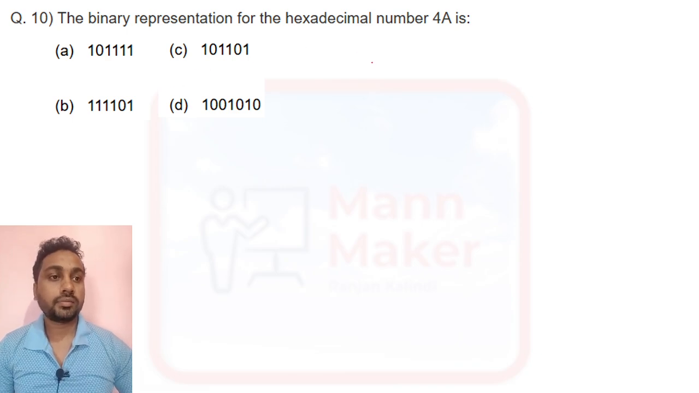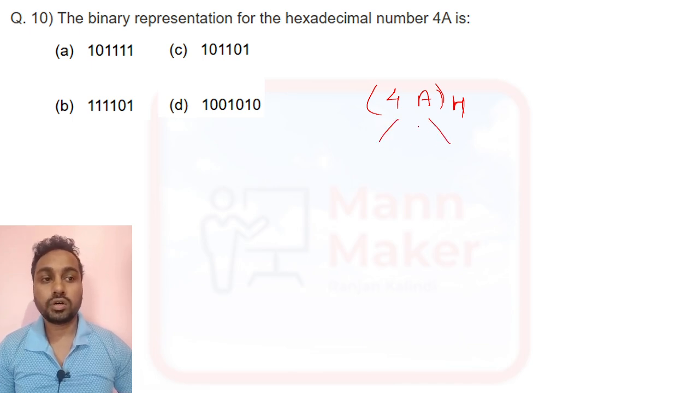Binary representation of the hexadecimal: we have 4A as a hexadecimal. Now we need to convert this into binary form. Binary form is nothing but representing it in terms of 0s and 1s with 4 bits each. So if you take A, what is it?